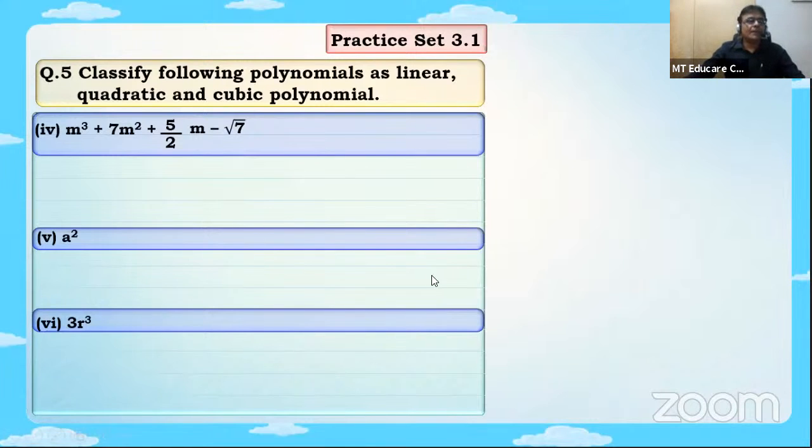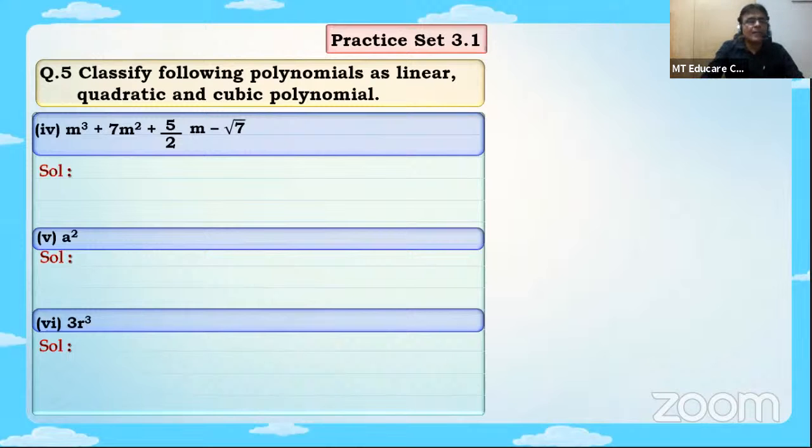Chalo, just to make the sum more simple, I will write the solution and give it to you. Chalo, I have written the solution, students. See, I'm very generous. I have written the solution for you all. Now just find out whether it is linear, quadratic or cubic. Chalo, first one, what is the degree?